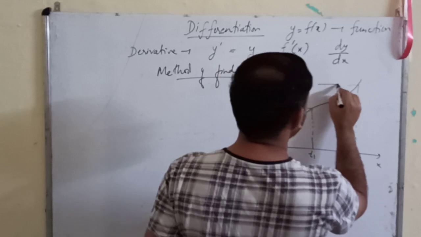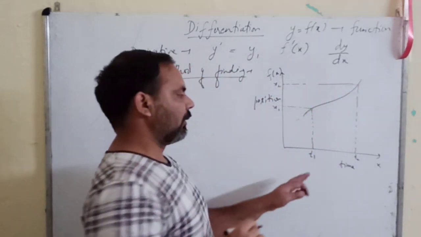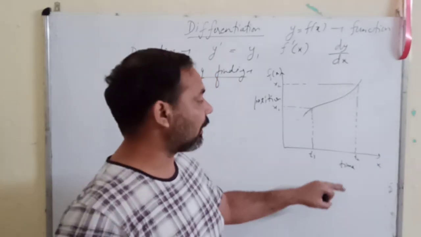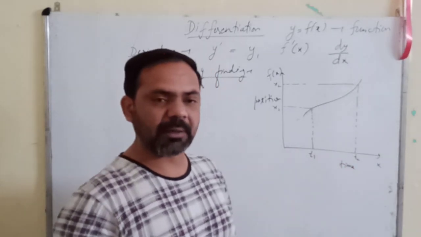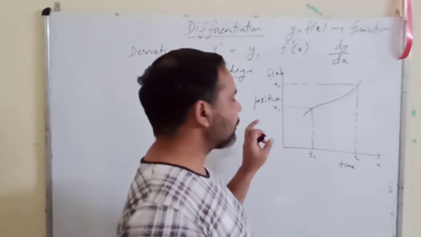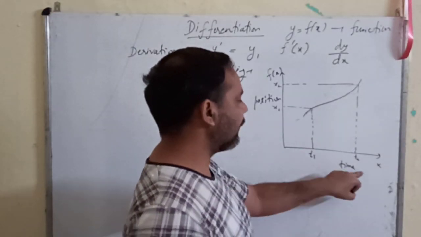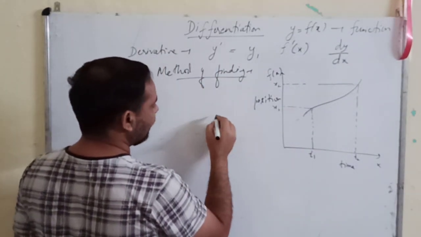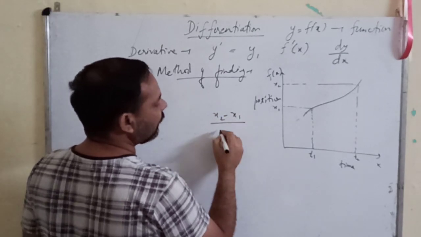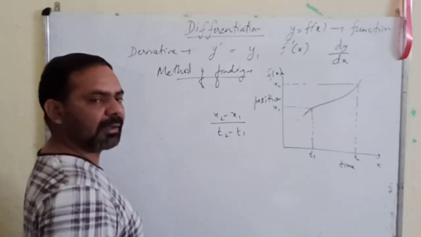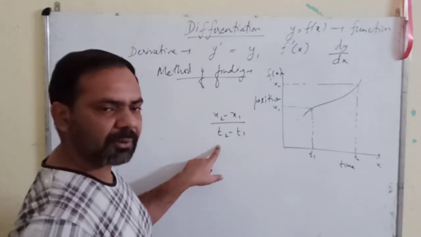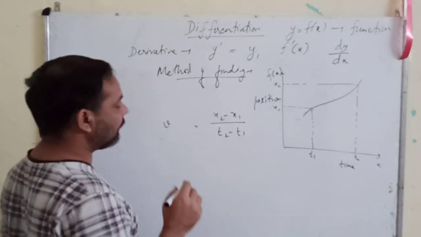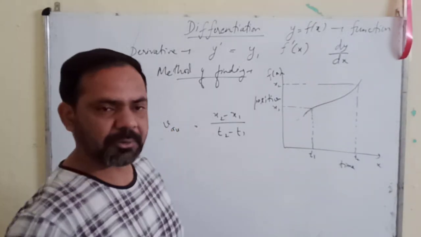and x2. You consider two points of time. Suppose you want to find out how much the velocity of the car was during this interval from t1 to t2. Then you will note down the positions of the car at t1, x1, and t2, x2. Now you will find the total displacement, that is (x2 minus x1) upon (t2 minus t1). This is the total displacement upon total time taken, and that is your velocity. But which velocity? This is your average velocity.